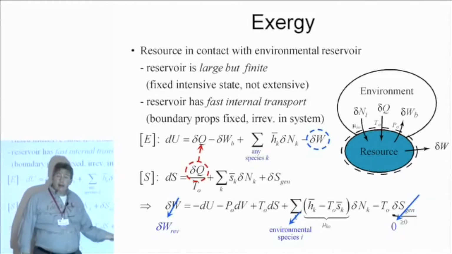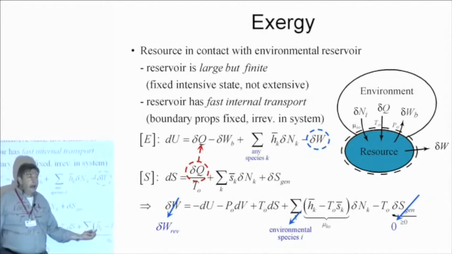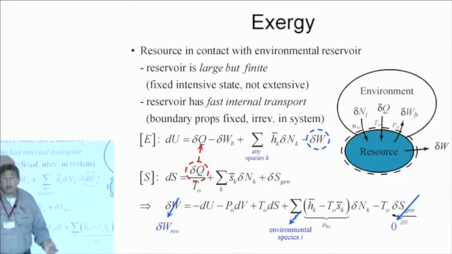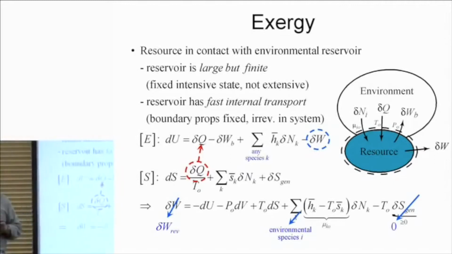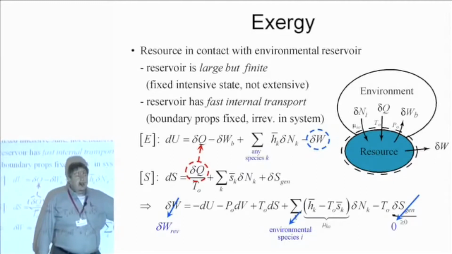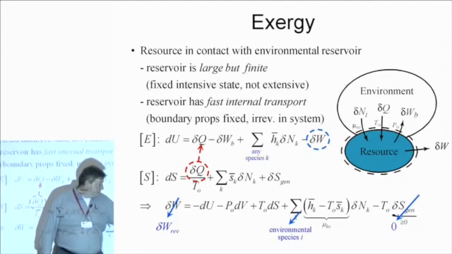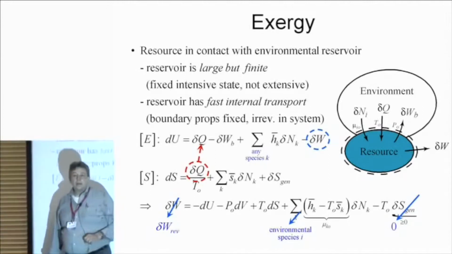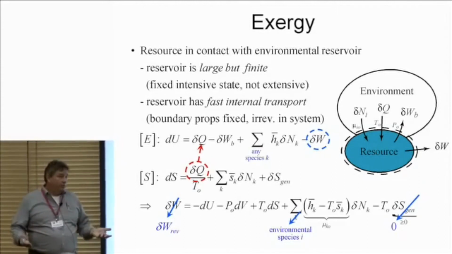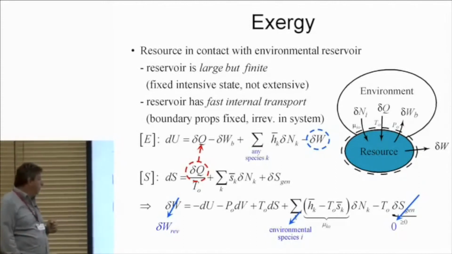The only part I get of that enthalpy is the enthalpy after I pay the entropy tax. So H minus TS, which is the chemical potential that's brought in with the species. And then I'll pay a tax if I generate entropy inside of it. And notice that tax is T naught delta S_gen. That's the destruction of exergy. That's the lost opportunity to do work.